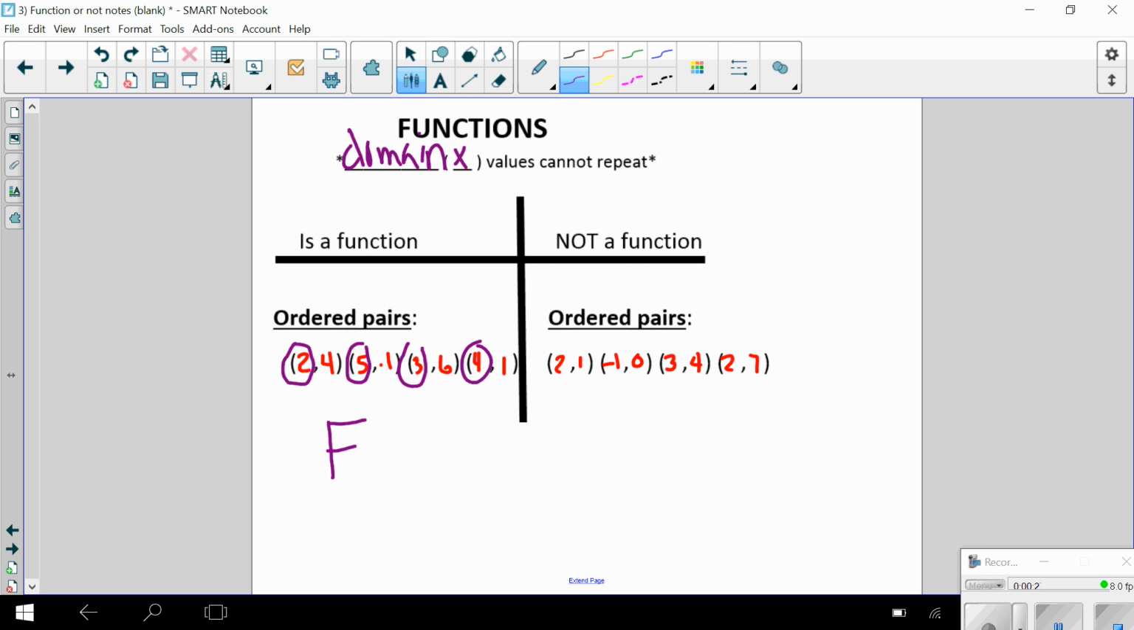In the second set, my domain is 2, -1, 3, and 2. Notice that my 2's repeat, so this is not a function.